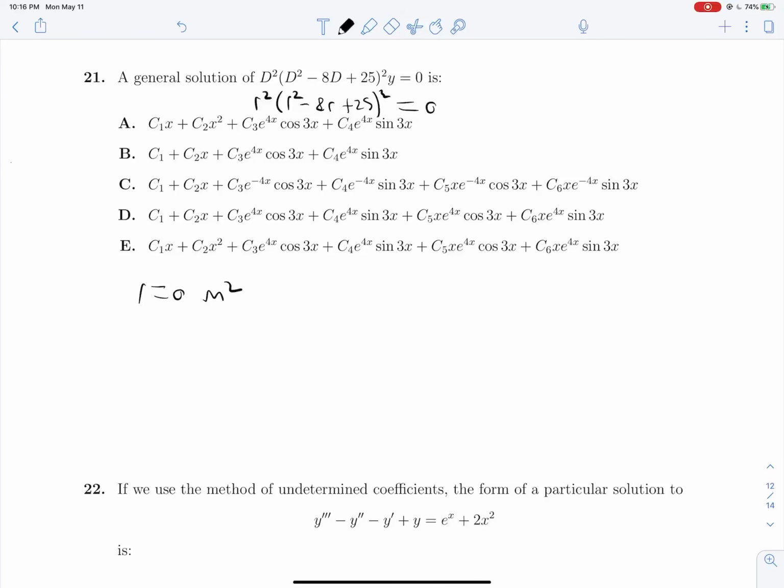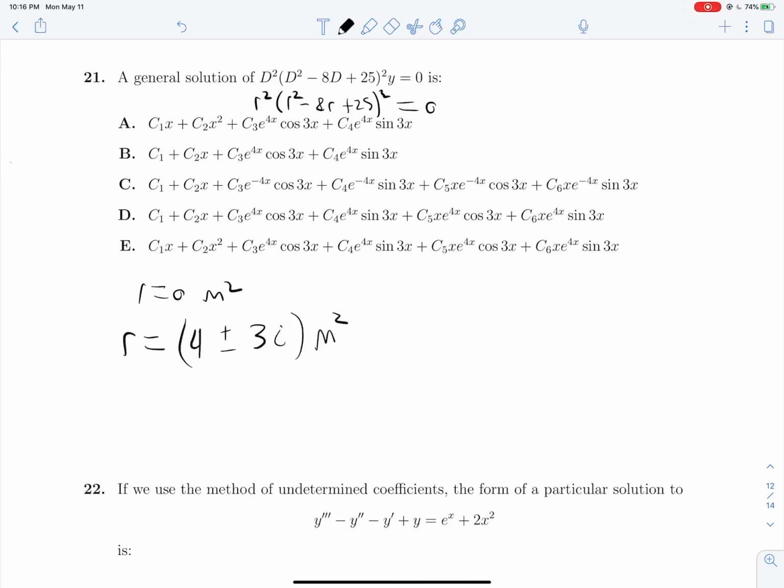Negative b, so that's 8, over 2 plus or minus the square root of b squared minus 4 times a times c, that's just minus 100. And would you look at that, that gives us minus 36 in here, and that gives us 6i. We can simplify that down to 4 plus or minus 3i, and this whole thing has a multiplicity of 2, and that's our other solution.